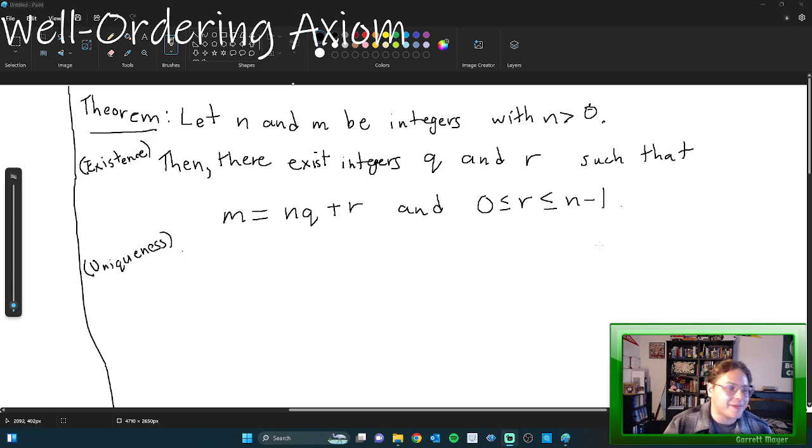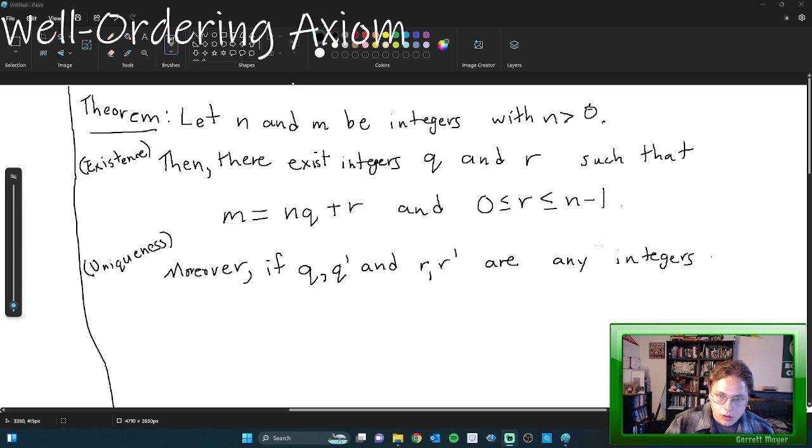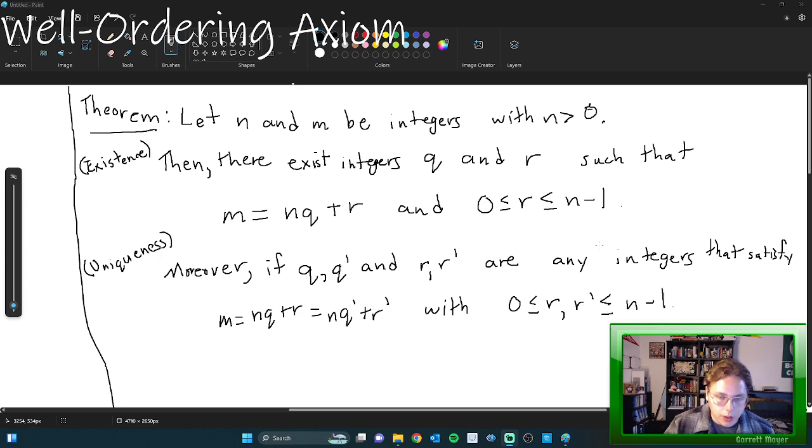Hopefully I can spell. So for the uniqueness part of this, we'll say moreover, if q prime and r prime are any integers that satisfy m equals nq plus r, which equals nq prime plus r prime, with 0 less than or equal to r and r prime, and both of those less than or equal to n minus 1, then q equals q prime and r equals r prime.